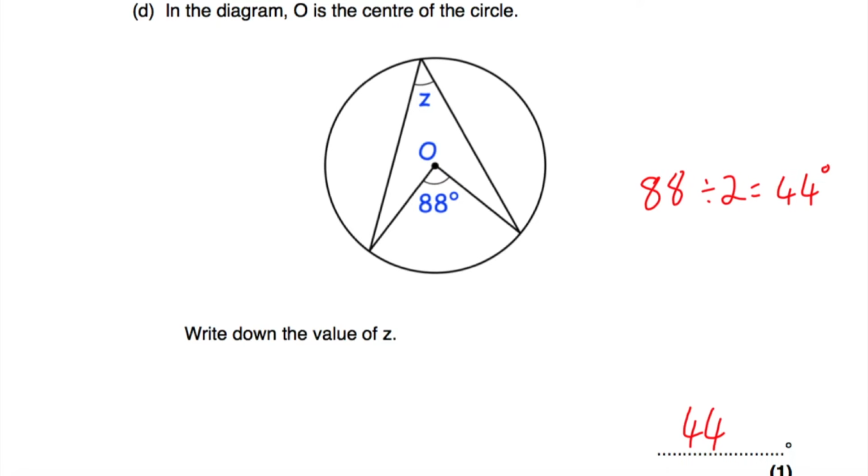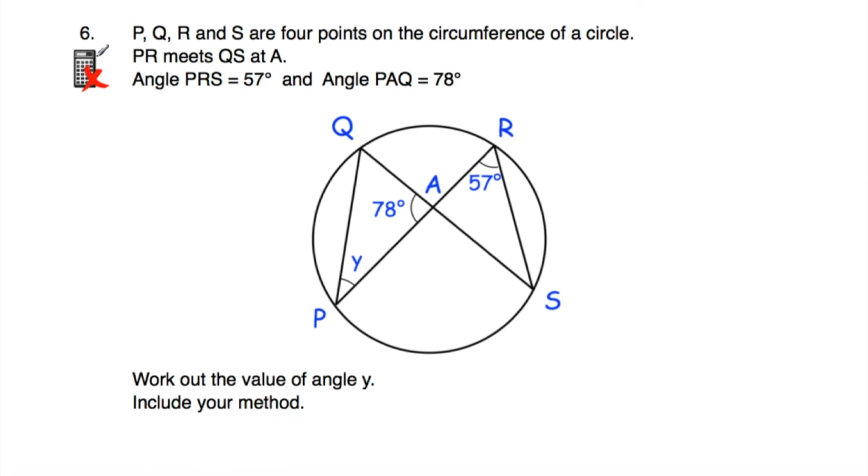Fantastic. Okay, let's have a look at our next question, question number 6. Question number 6 says that points P, Q, R, and S are 4 points on the circumference of a circle, and that the line PR meets the line QS at the point A, so the point here where the two lines meet is A. And we're told that angle PRS is 57 degrees, and angle PAQ is 78 degrees. And we've been asked to work out the value of angle Y.